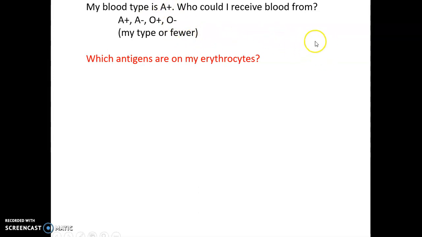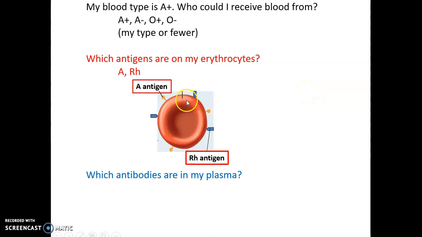So again, I am your professor. My blood type is A positive, so I can receive blood from A positive, A negative, O positive, O negative. The same antigens as me or less. So which antigens are on my erythrocyte? Obviously, it's the A antigen, because it's A blood type, and the Rh antigen because it's positive. Which antibodies are in my blood plasma?